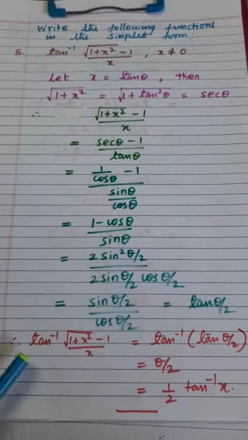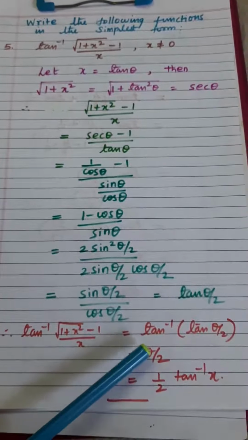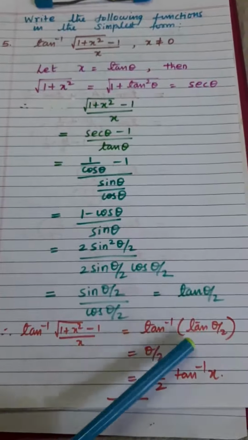So tan inverse of this expression is equal to tan inverse tan theta by 2. So tan inverse and tan will get cancelled. The remaining is theta by 2. Already we know theta is nothing but tan inverse x. So the answer is 1 by 2 tan inverse x. Now we will see the next problem.